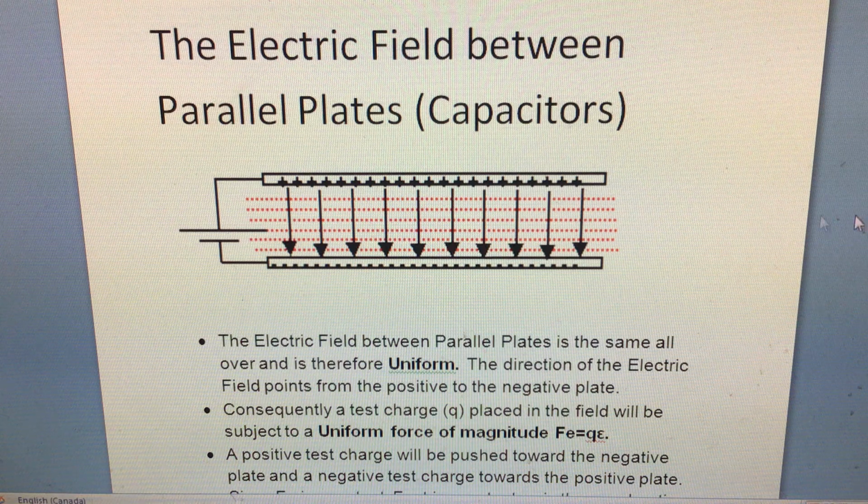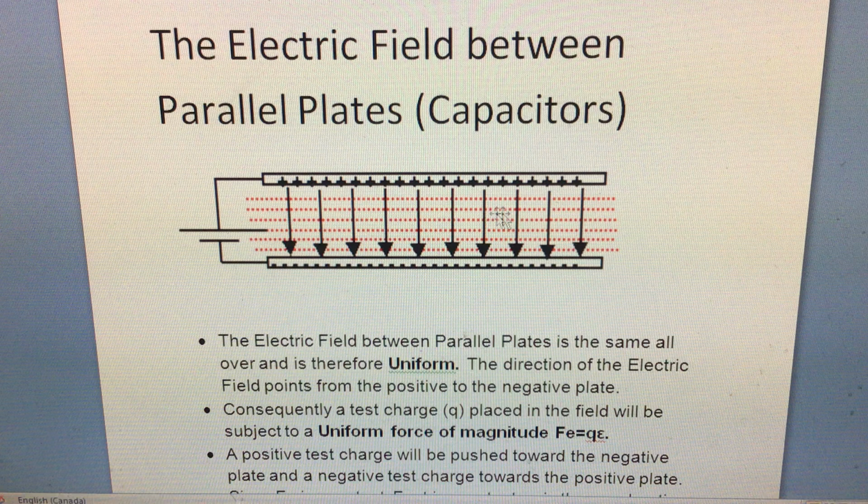Today I want to talk about the electric field between parallel plates, which are also known as capacitors. So here we have a parallel plate arrangement over here. The top plate is positive and the bottom plate is negative, and we've charged it positive and negative by establishing a potential difference between the two plates. The arrows represent the direction of the electric field, which points from the positive plate to the negative plate.